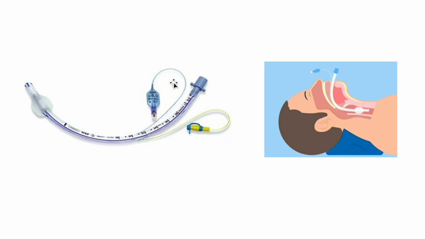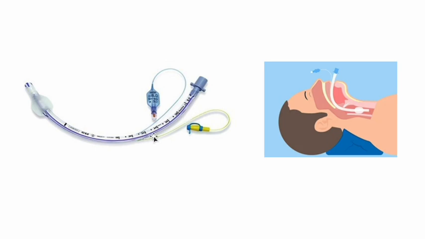And then what are these two lines here? Yeah, so this blue one is the inflation line, which can be used to inflate the endotracheal cuff. It can also be attached to a pressure gauge or a manometer to ensure that the cuff is adequately inflated. And what is this? Yeah, this is the subglottic drain. And what's the purpose of the subglottic drain?